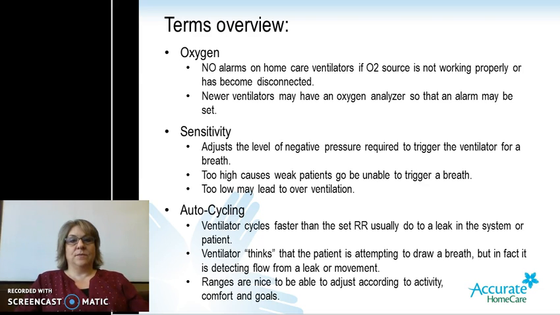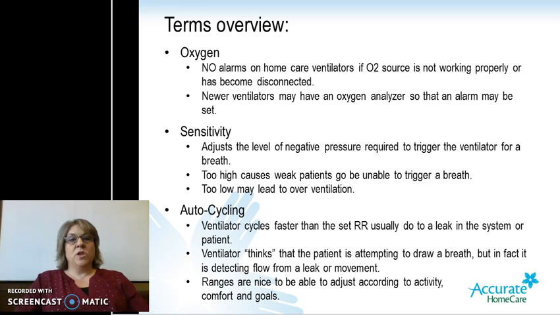Oxygen and ventilators. Keep in mind that with oxygen that is bled through a ventilator, there are no alarms on home care ventilators if the O2 source is not working properly or it has become disconnected. Some of the newer ventilators may have an oxygen analyzer in place that may alarm if the oxygen becomes disconnected. Just keep in mind that you need to be checking your oxygen connections frequently.